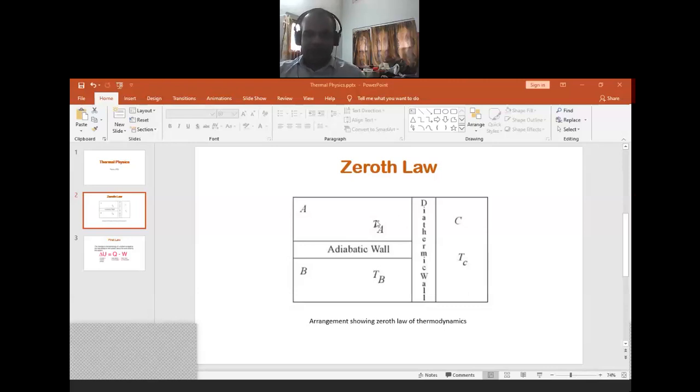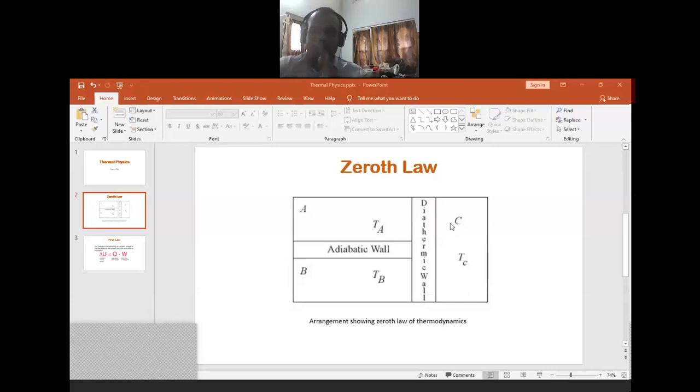Similarly here, A and C are connected by a diathermic wall. That means this wall conducts heat, or heat can pass through this wall. So after some time what will happen? A and C will get the same temperature. That means Ta will become equal to Tc. Why? Because heat flows from A to C, if we consider that A is at a higher temperature than C.